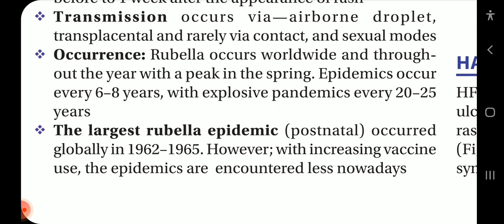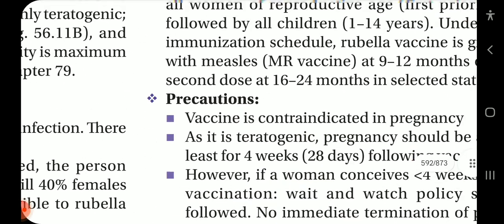Occurrence: rubella occurs worldwide throughout the year with a peak in the spring. Epidemics occur every 6 to 8 years with explosive pandemics every 20 to 25 years. The largest rubella epidemic occurred globally in 1962 to 65. However, with the increasing vaccine use, epidemics are encountered less nowadays.